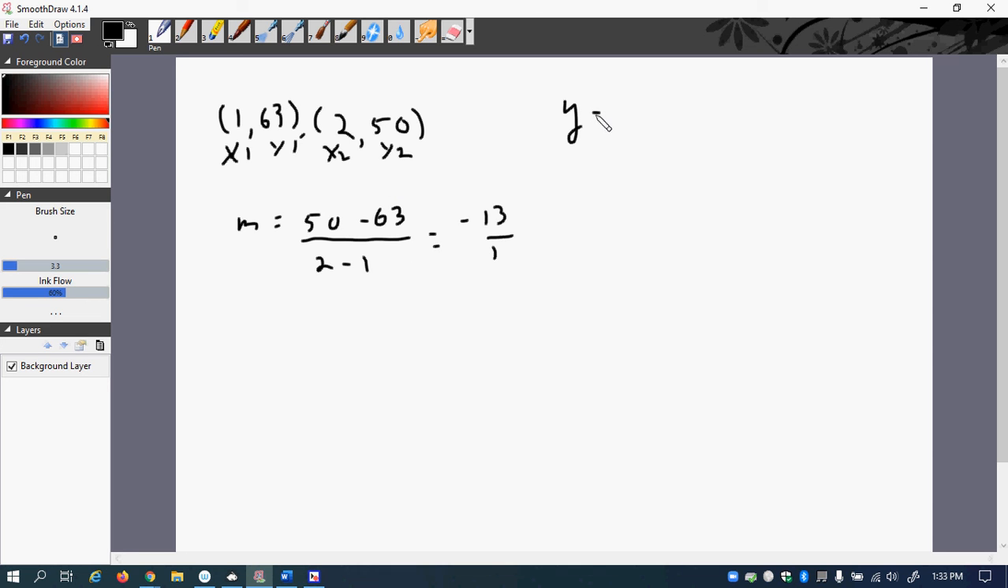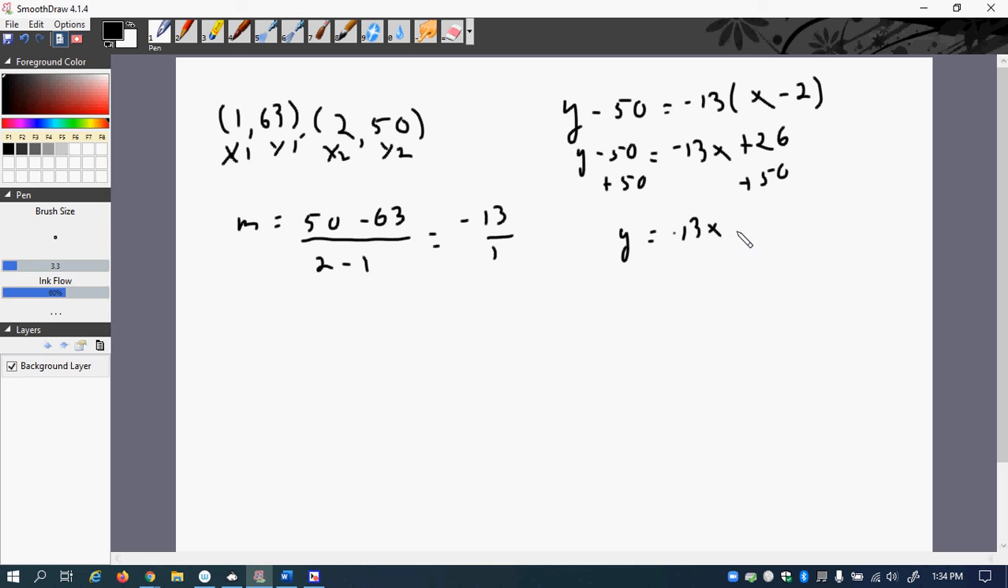Now I do the point piece, point slope. So I'll do y minus 50 equal to negative 13 times x minus 2. And so I get y minus 50 equal to negative 13x plus 26. So I add the 50 to both sides, and so now I get y equal negative 13x plus 76. So here is my equation. I'm expecting the slope to be negative because the line is going downward.